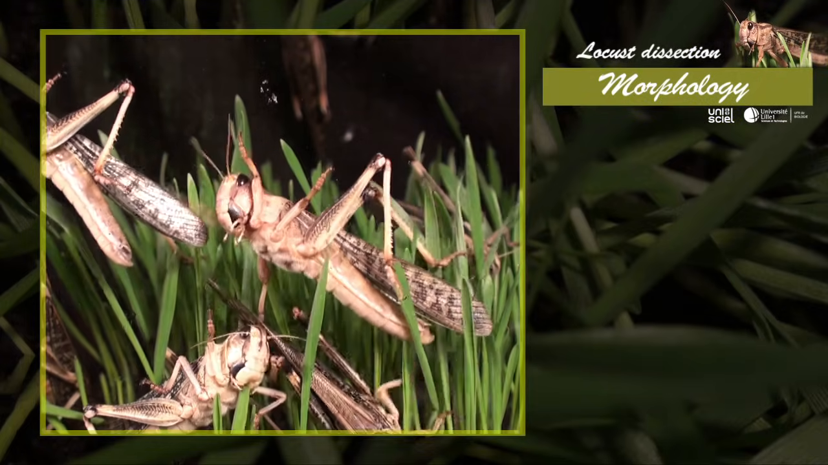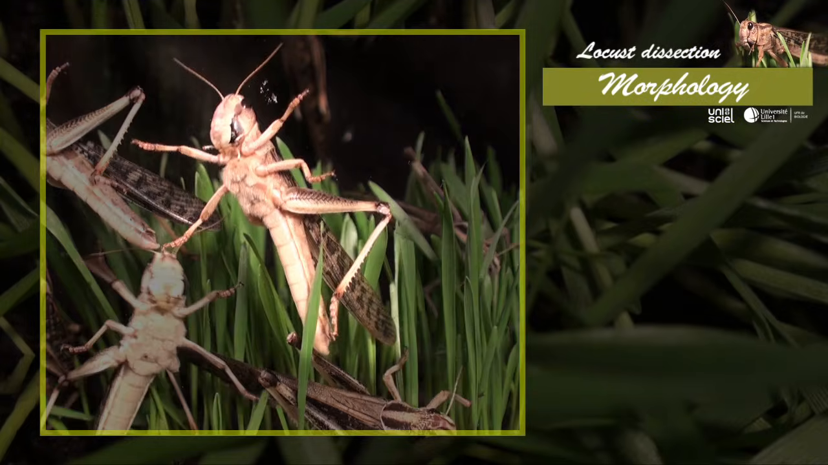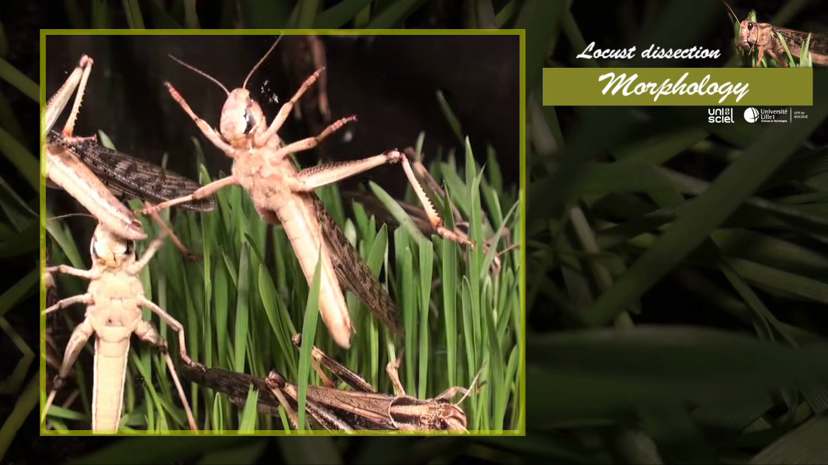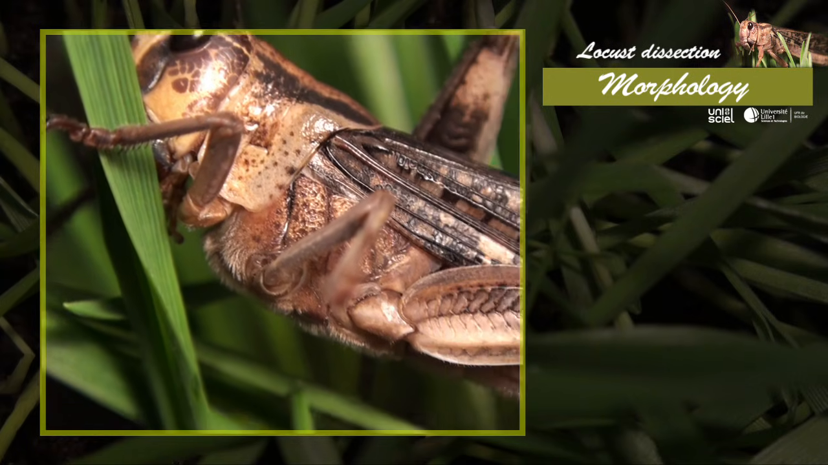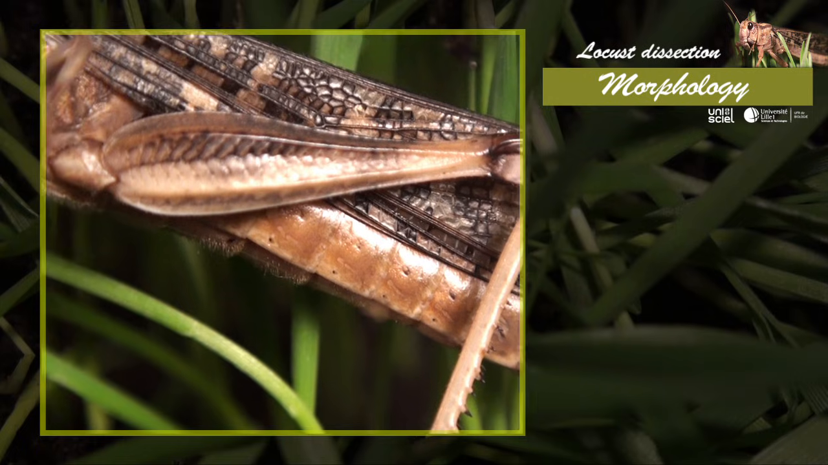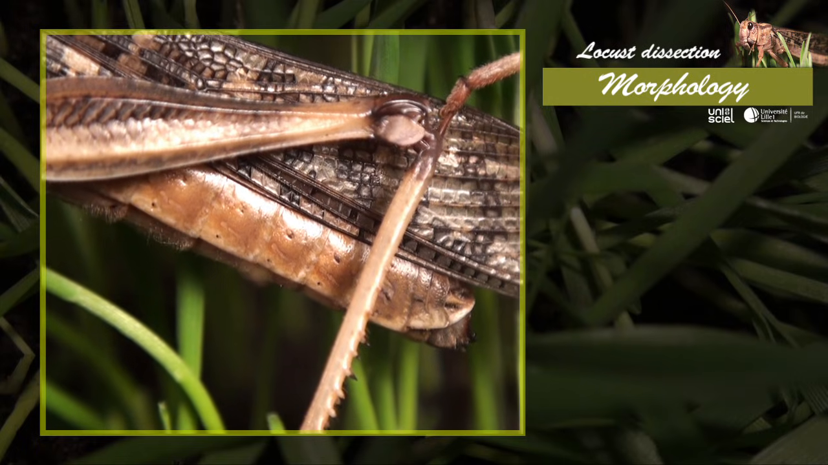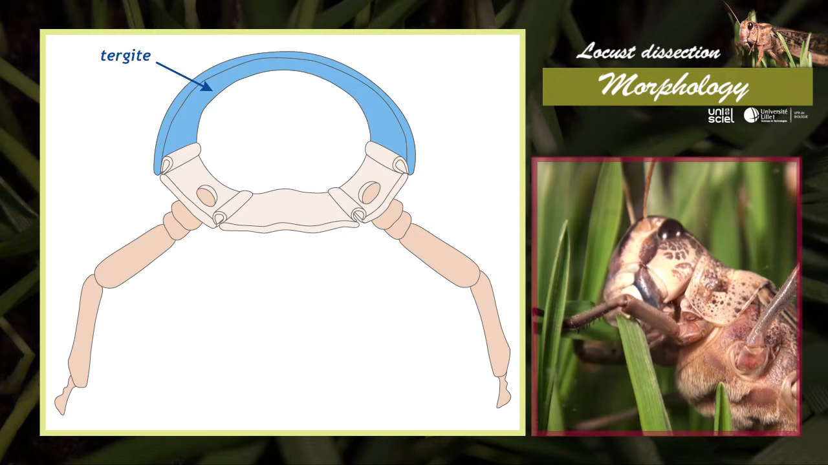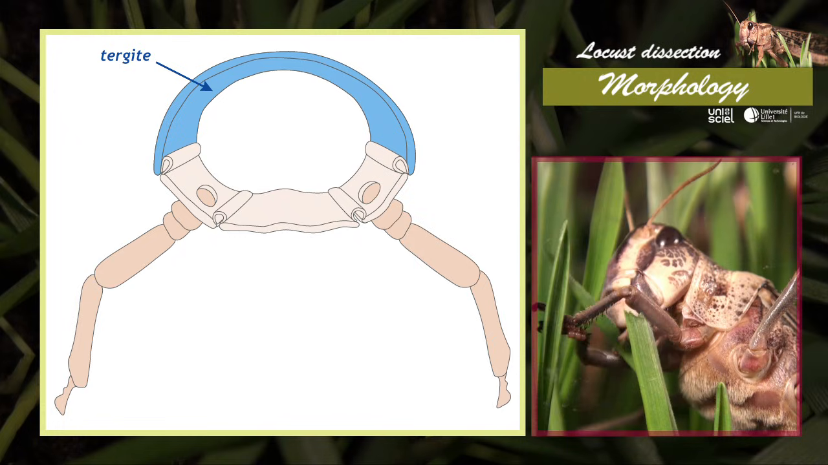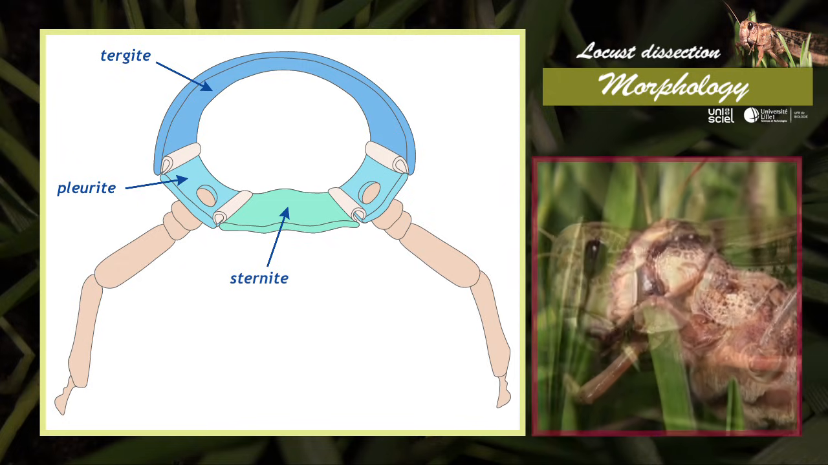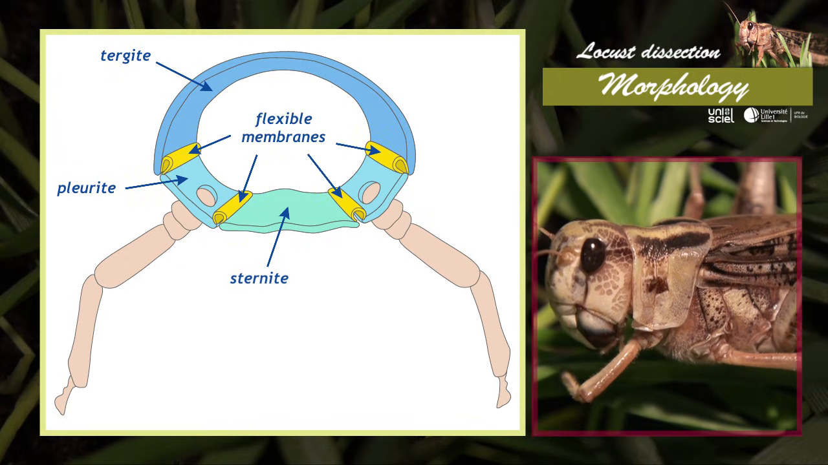The locust body is divided into three regions: the head, the thorax, and the abdomen. Like all arthropods, the body is segmented and covered with a chitinous exoskeleton composed of rigid and articulated plates, the sclerites. Each segment is formed of a dorsal sclerite, the tergite, lateral sclerites, the pleurites, and a ventral sclerite, the sternite. Flexible membranes link these plates to each other.